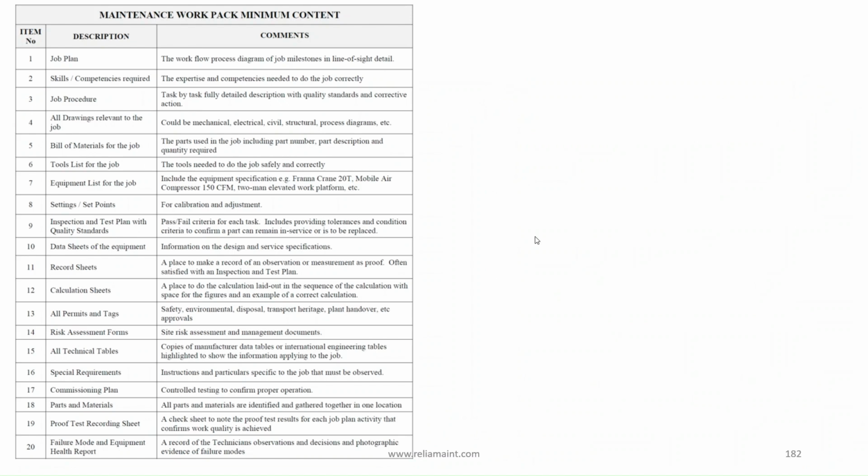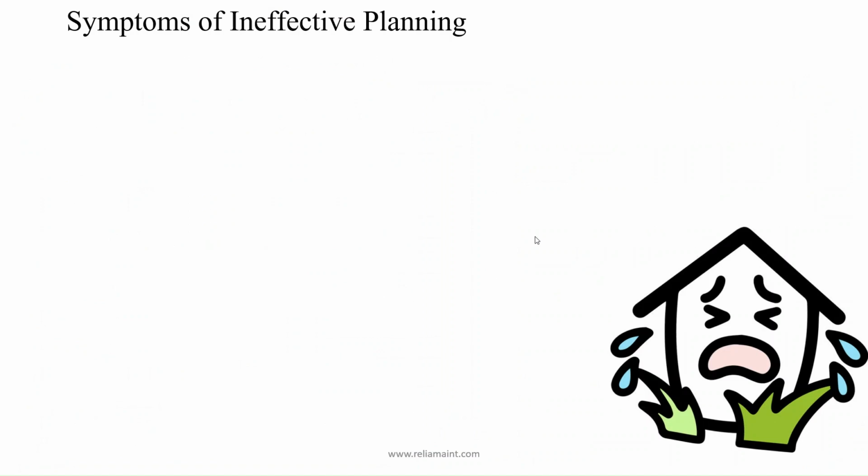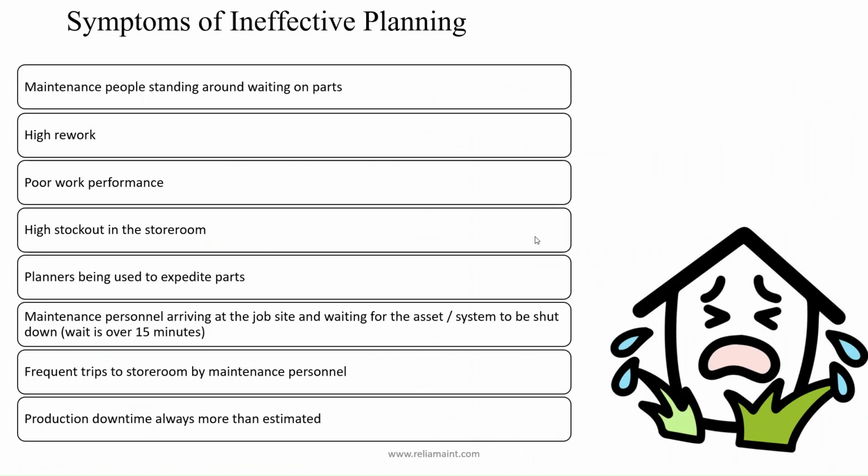Symptoms of ineffective planning. Maintenance people standing around waiting on parts. High rework. Poor work performance. High stockout in the storeroom. Planners being used to expedite parts. Maintenance personnel arriving at the job site and waiting for the asset/system to be shut down. Wait is over 15 minutes. Frequent trips to the storeroom by maintenance personnel. Production downtime always more than planned.